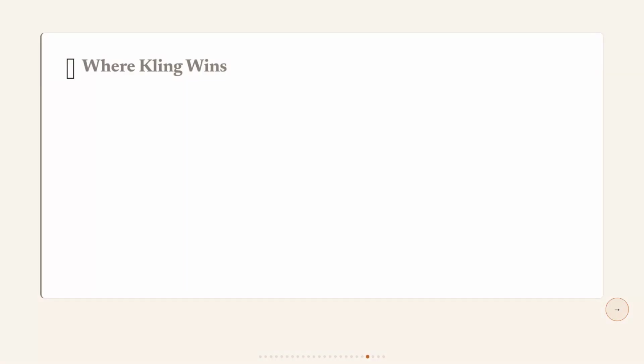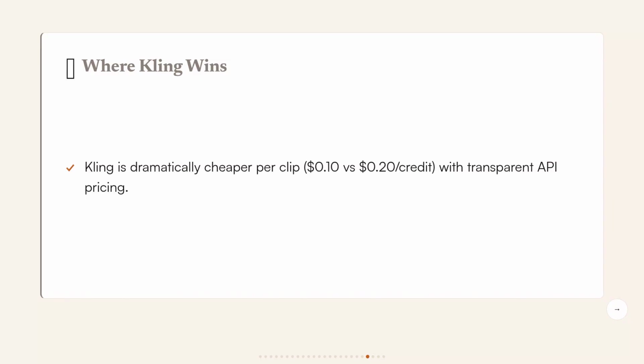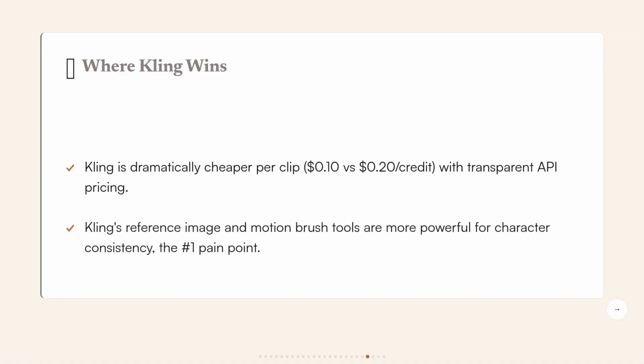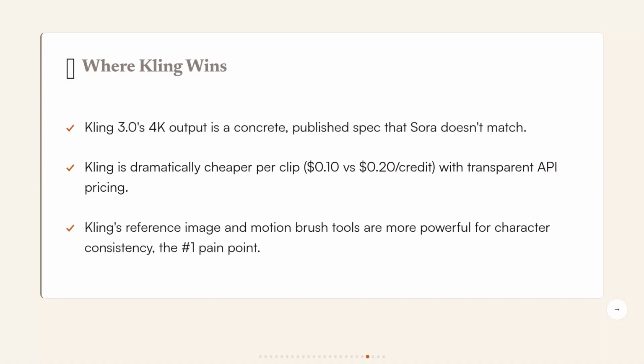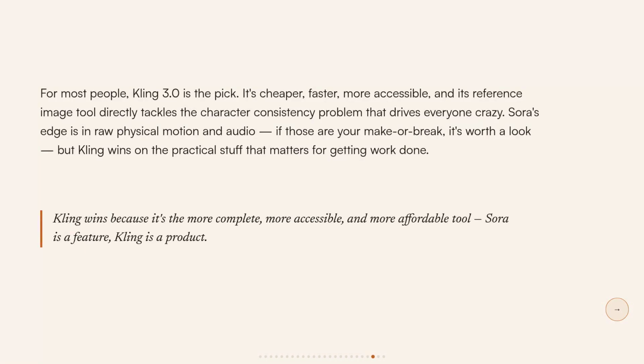Kling wins on basically everything practical. 4K output is a published spec. Per clip pricing is transparent: 10 cents for 720p and 50 cents for 4K, numbers you can actually budget against. The reference image and motion brush tools handle character consistency better than anything Sora has. And it's available on web, mobile, and API, so you can actually build with it, not just use it inside ChatGPT. If raw physical motion and improved audio are your absolute priority, Sora is worth testing.